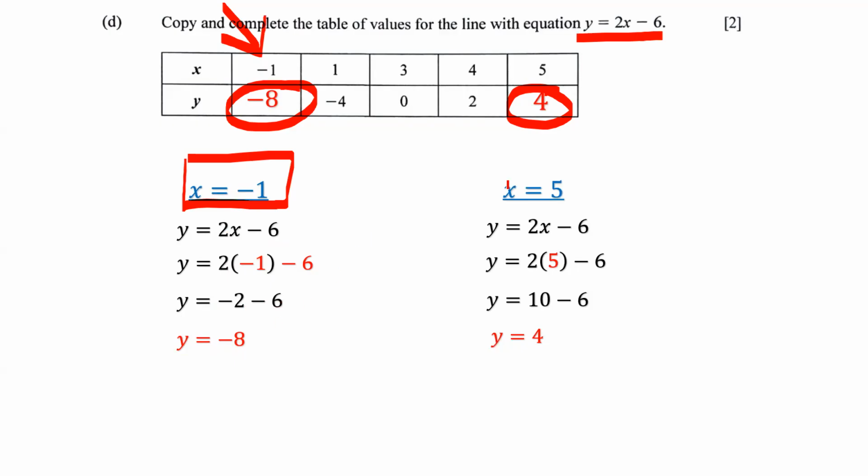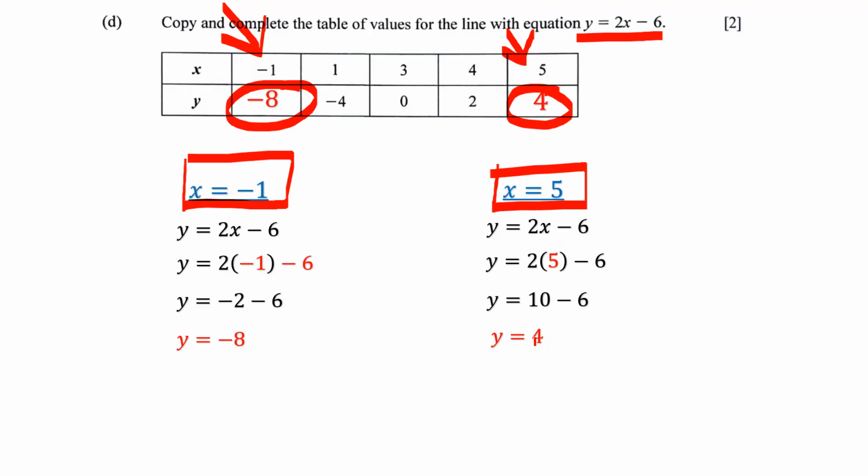Next, we have x is equal to 5. Now, why do we have x is equal to 5? Because if you notice here, we have 5 right there. So the x value is 5. And so we're going to take 5 and substitute that into our equation. So y is equal to 2 times 5, because x is 5, minus 6. 2 times 5 is 10, and 10 minus 6 is 4. So y is equal to 4.